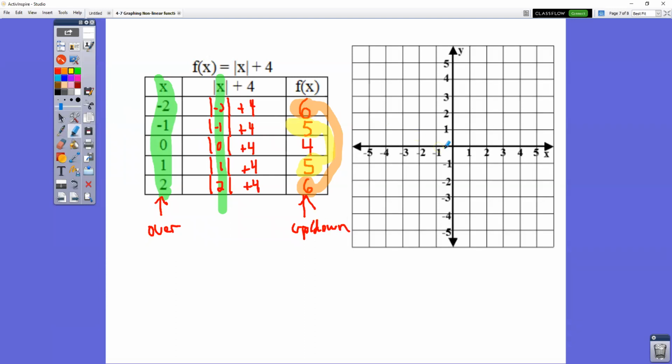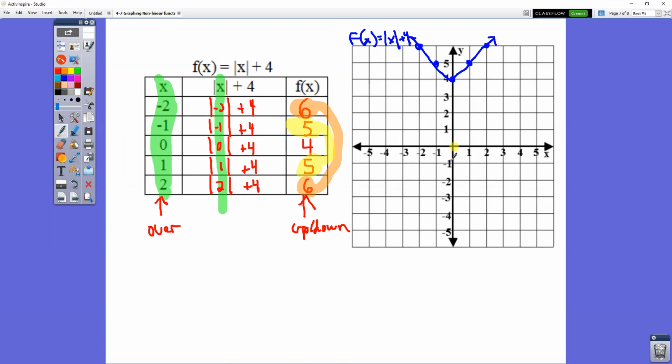When we go to graph it, we always start graphing right in the middle. -2, 6, starting in the middle, over to -2, up to 6. -1, 5, over to -1, up to +5. 0, 4, over 0, up to 4. Over to 1, up to 5. Over to 2, up to 6. Notice how I have my perfectly symmetrical V shape. Put arrows on the ends and label your equation.